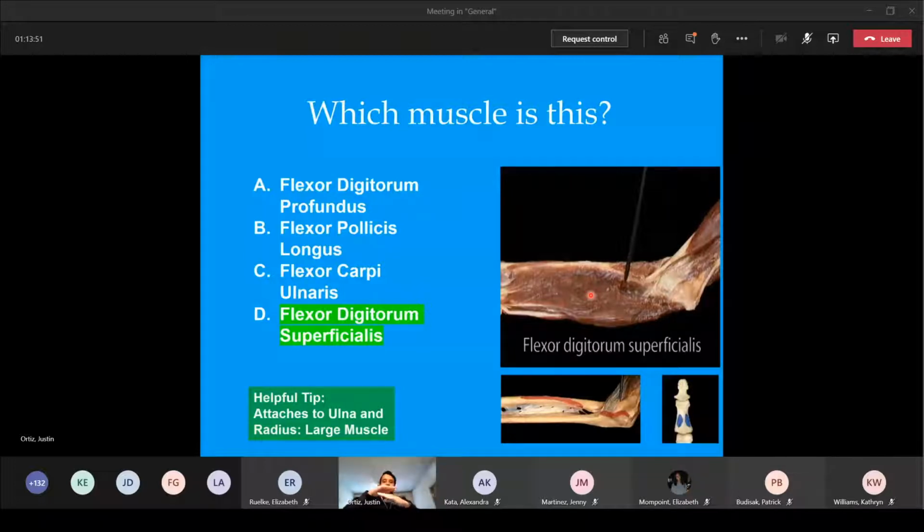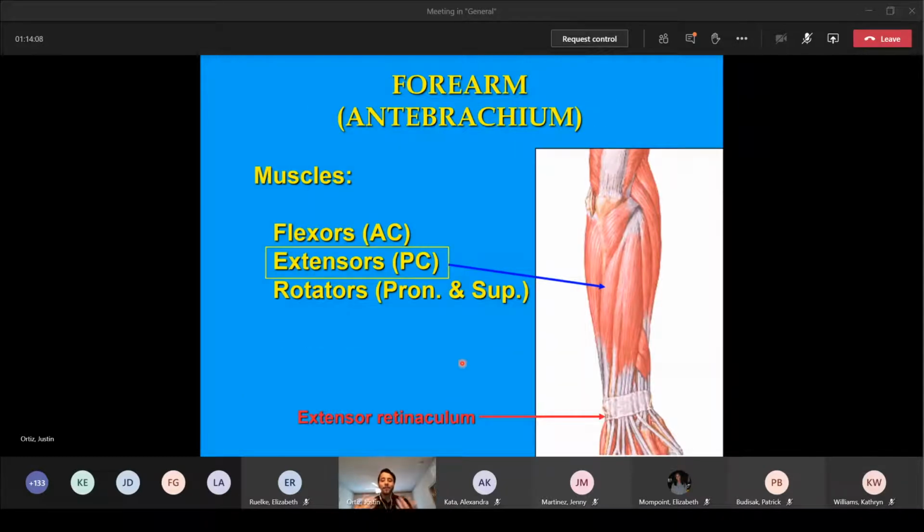So if you see 2 muscles kind of splitting and sharing the interosseous membrane, then you know you're looking at the deep anterior forearm. That's the way I like to think about it when I see these images. So yes, great job, flexor digitorum superficialis. Helpful tip, it attaches to the ulna and radius. It's a very large muscle. Okay, so that was all of our flexors. I actually inputted video segments for the extensors as well. I broke them up, I think, into 6 and 5.